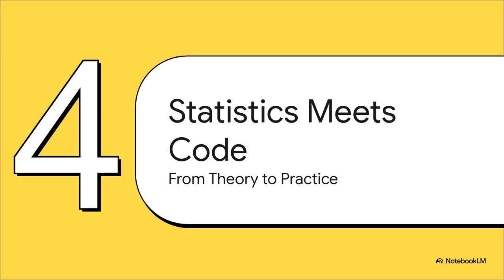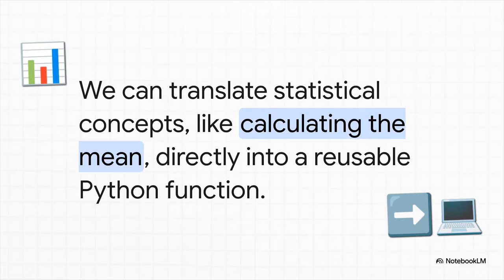Okay, this is the moment. This is where our two pillars finally come together. We can take the powerful ideas from the language of statistics and combine them with the raw muscle of Python to find insights that would be completely impossible to spot by hand. What this means is we can basically teach the computer how to do statistics for us. So that mean we talked about a minute ago? We can write a little recipe in Python called a function that knows exactly how to calculate it. You just hand it a list of numbers, and it hands you back the average.